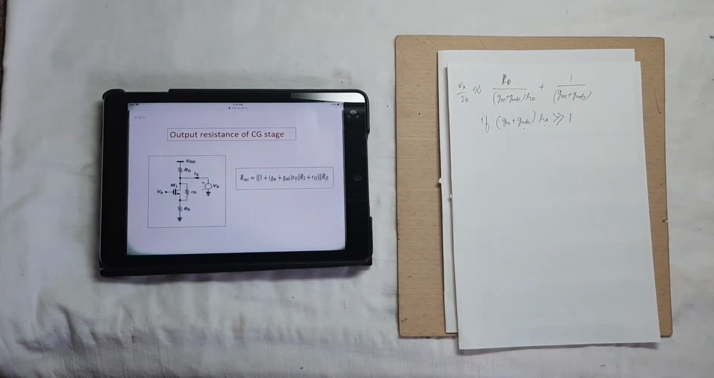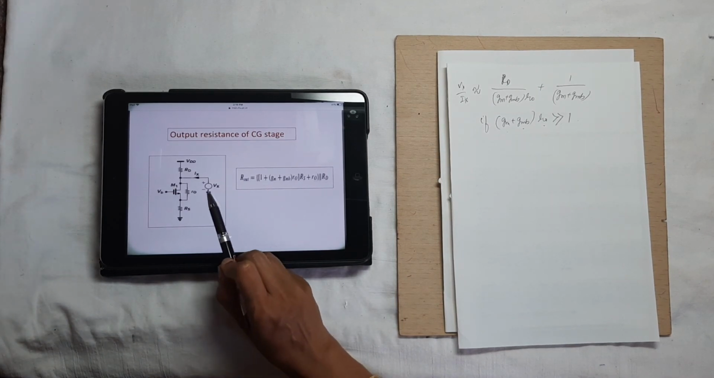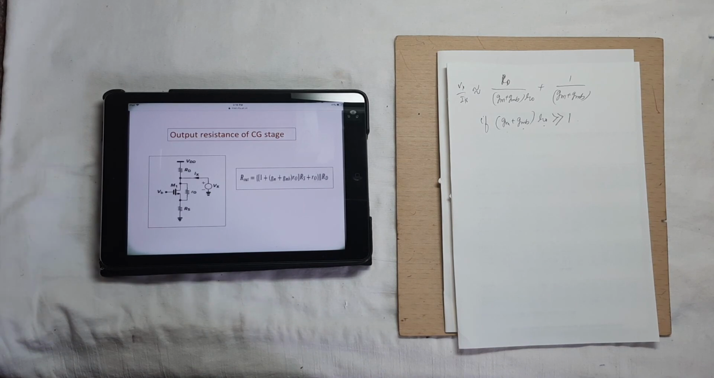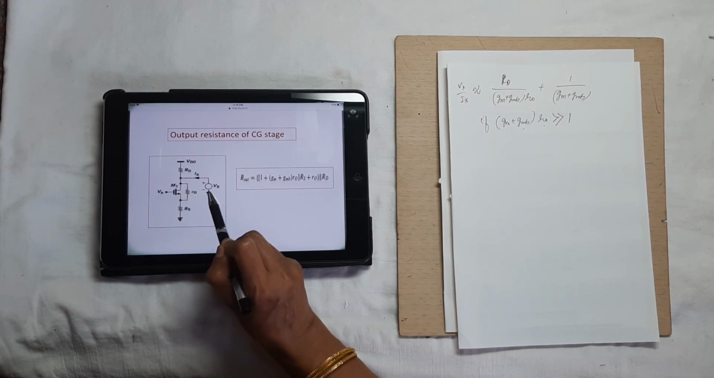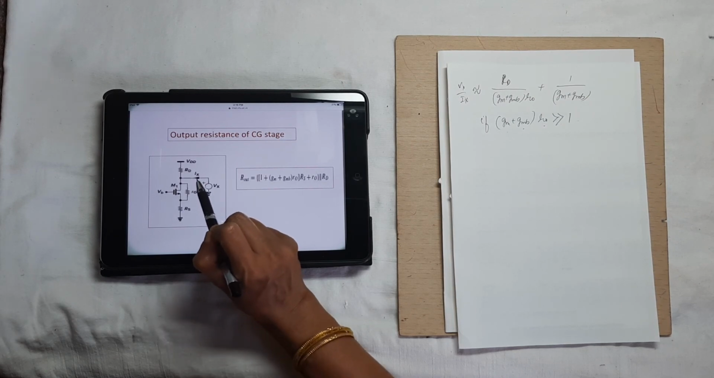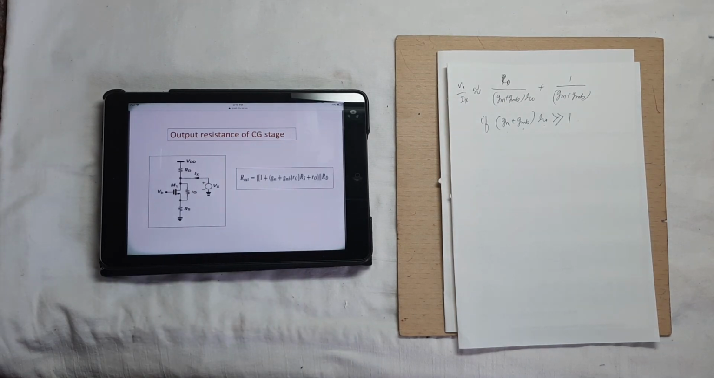Now what is the output resistance of the CG stage? What do we have to do for the output resistance? We have to introduce a voltage source Vx at the output point. The output is taken from the drain point, and there we introduce the Vx voltage source, and because of that the current Ix is flowing.